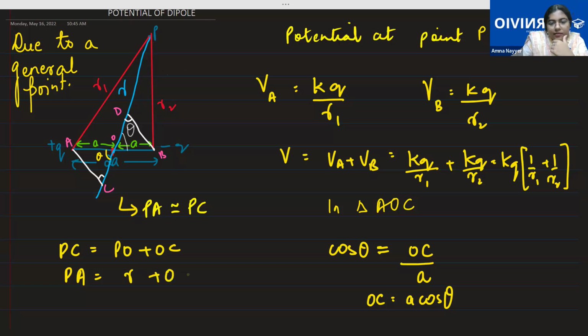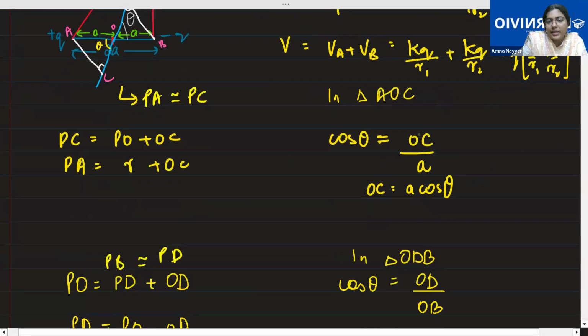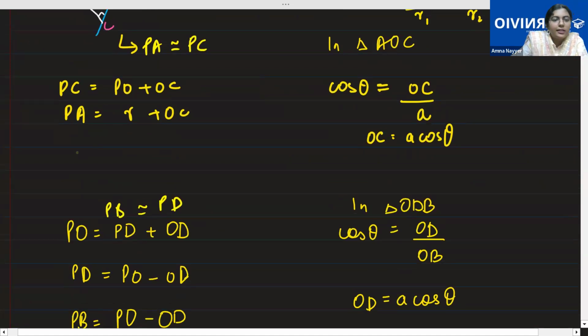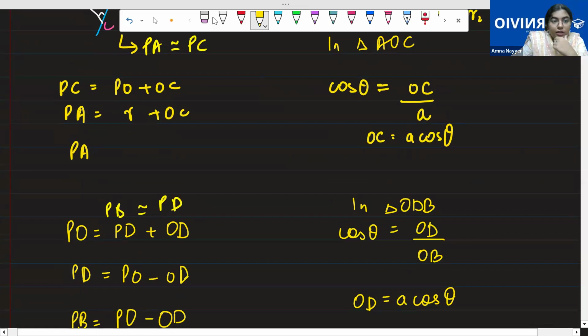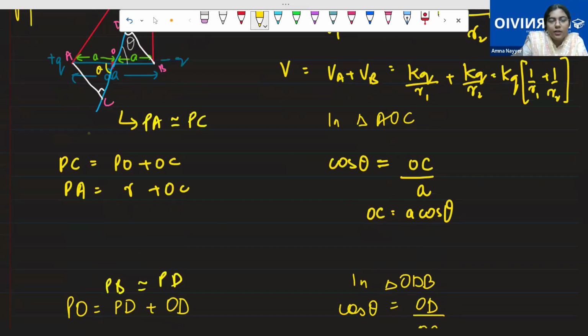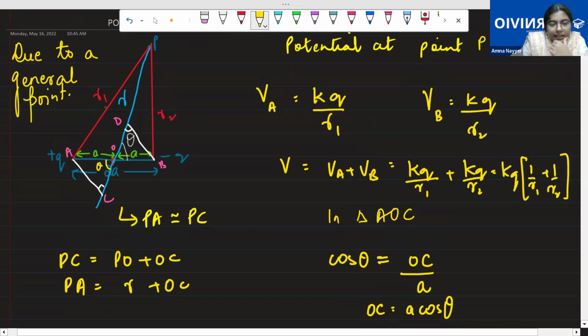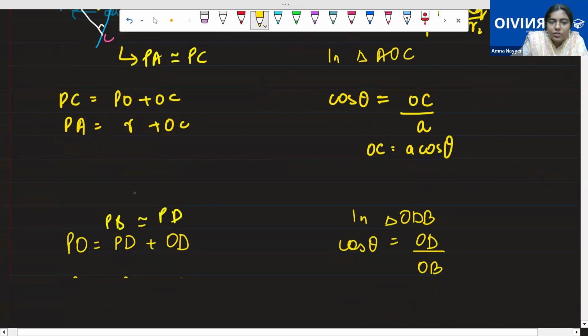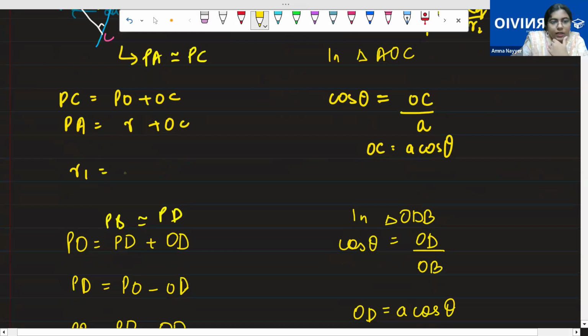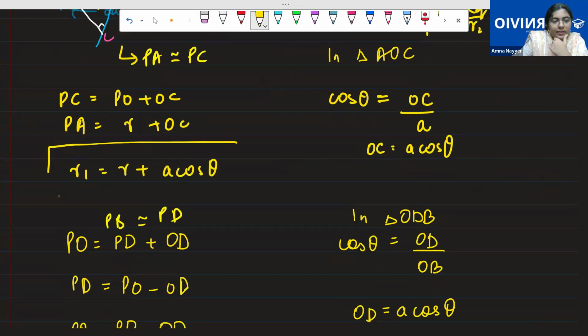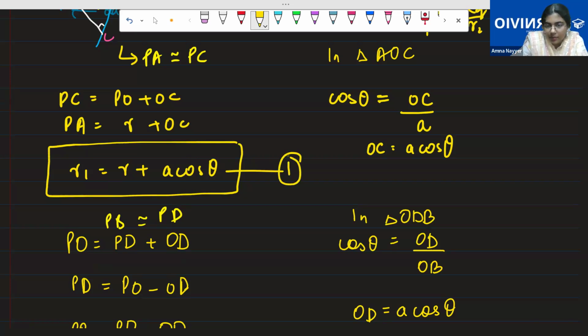Plus OC, we've already calculated A cos theta from here. So PA will be equal. Now PA, one more thing, PA also can be replaced. Look, this PA is equal to R1. So R1 is equal to R plus A cos theta. That's the first equation. Okay.